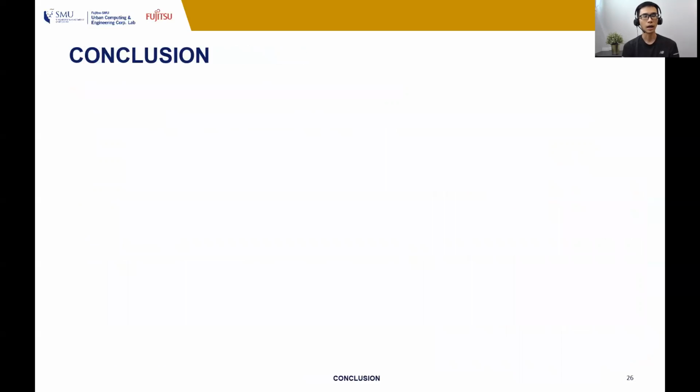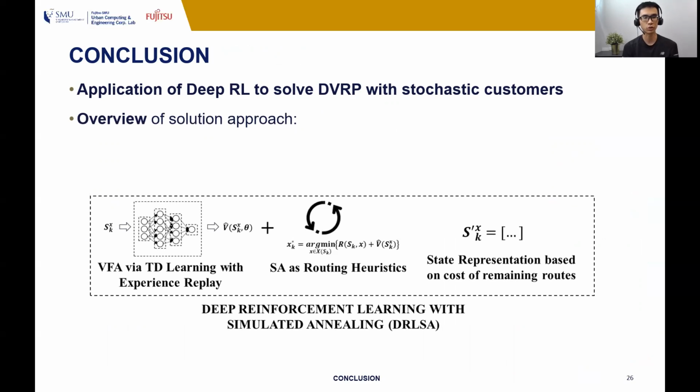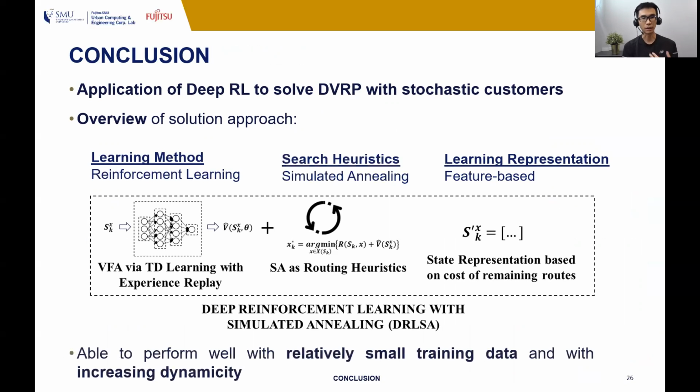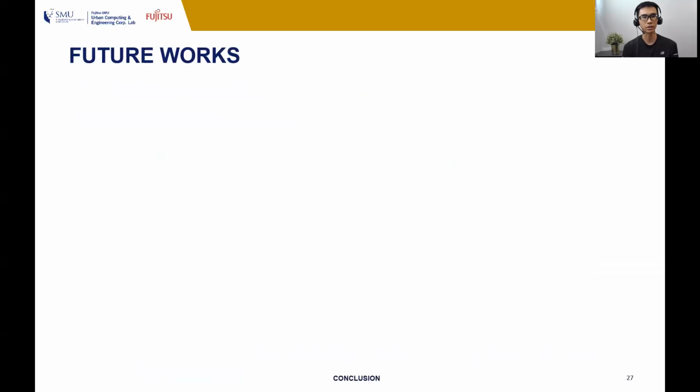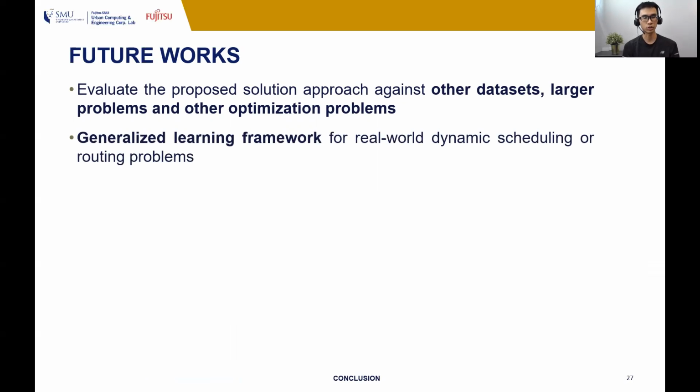So to conclude, we show that we apply a deep RL approach to solve a DVRP with stochastic customers. And this is just a recap overview of our solution approach, DRSA, with the 3 main components and contributions in the paper. We are able to show that it performs well with relatively small training data and with increasing dynamicity. In future work, we need to evaluate this proposed approach against other data sets, larger problems, and other optimization problems. And of course, our main goal in our research is really to find whether there is such a generalized learning framework for real-world dynamic scheduling and routing problems.